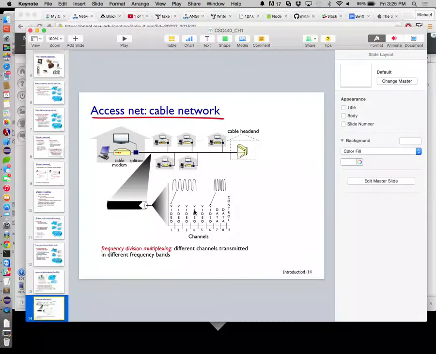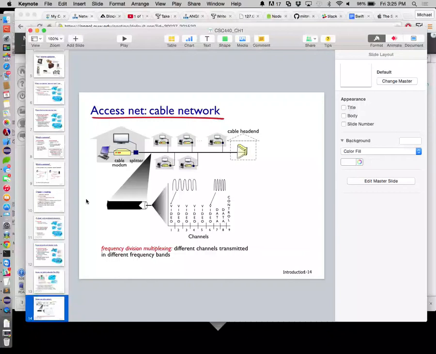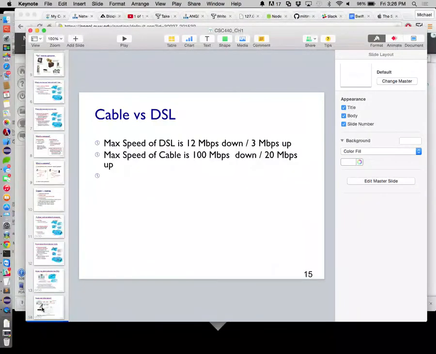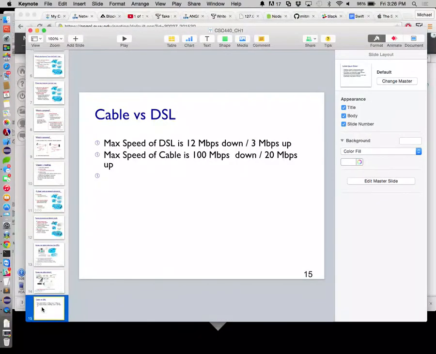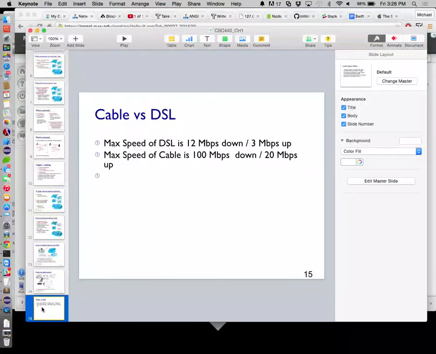Is this a word? Cable head end? See that one? I don't think that's a word. Head end. I forgot a slash. Head/end? Yeah. Could be.